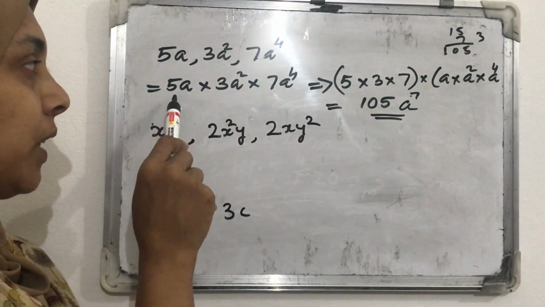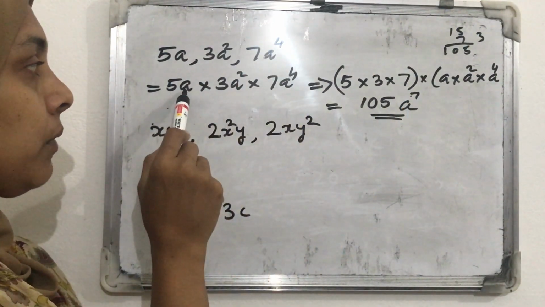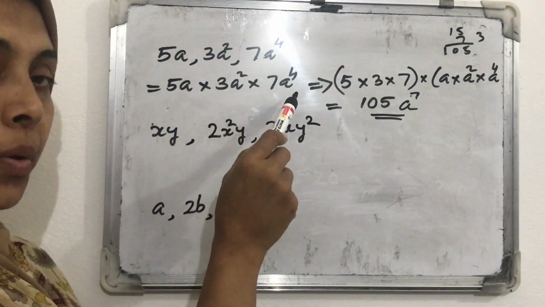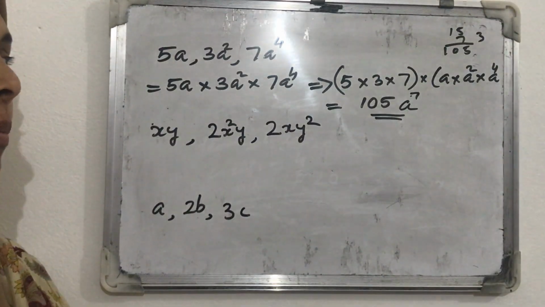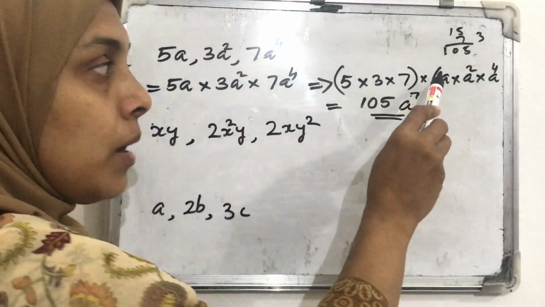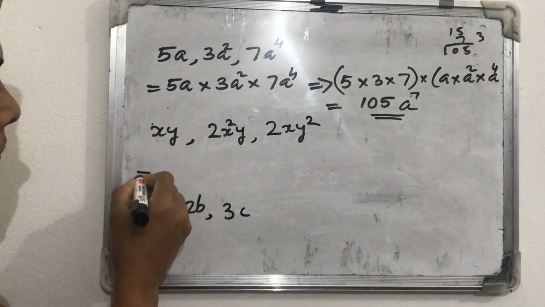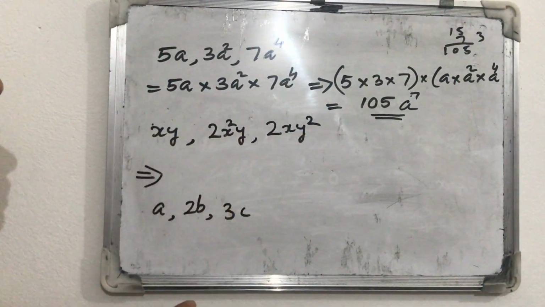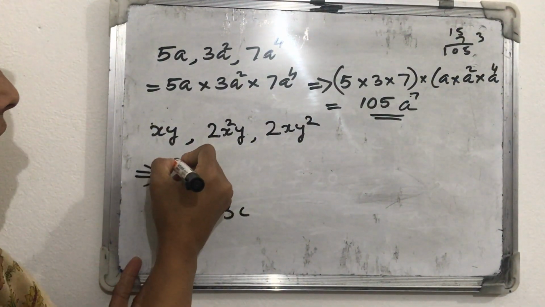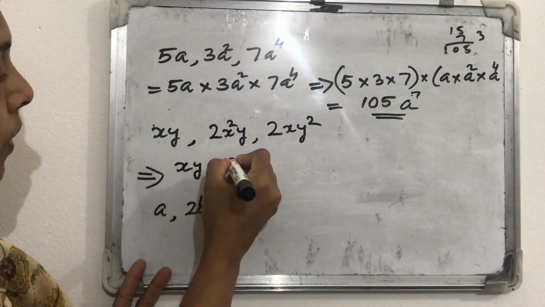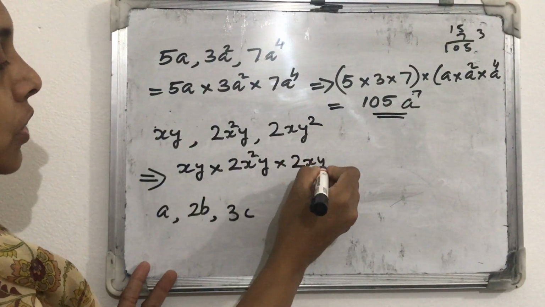So first you multiply the coefficients 5 into 3 into 7, then multiply the variables a into a square into a raised to 4. For that we use the exponents law, so it will be a raised to 1 plus 2 plus 4, so a raised to 7. Just like that, what will be the volume of the rectangular box with dimensions xy, 2x square y and 2xy square? We multiply xy into 2x square y into 2xy square.